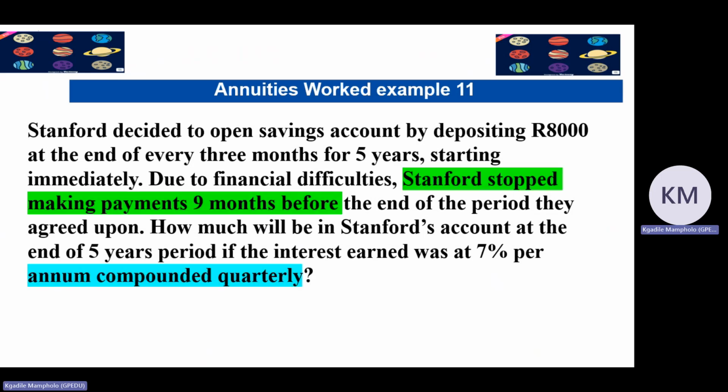Now, as we always do, highlight the keywords. First, Stanford stopped 9 months before the period they agreed upon. He stopped making payments 9 months earlier, and the interest is compounded quarterly. What does this mean? It means Stanford stopped 3 quarters earlier. So Stanford missed the last 3 quarters, which is 9 months.